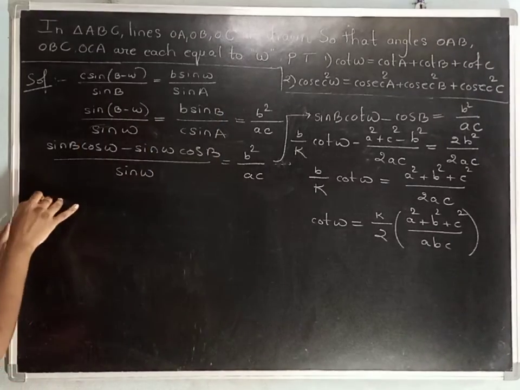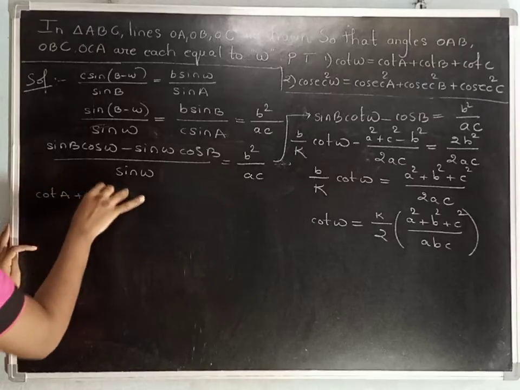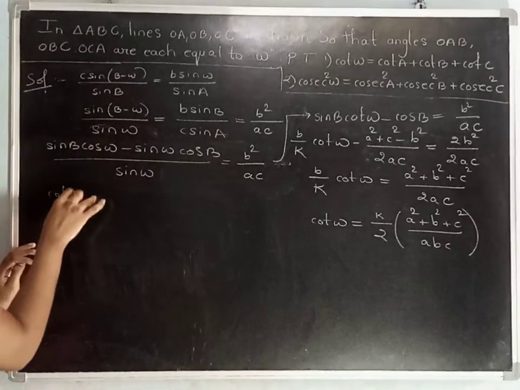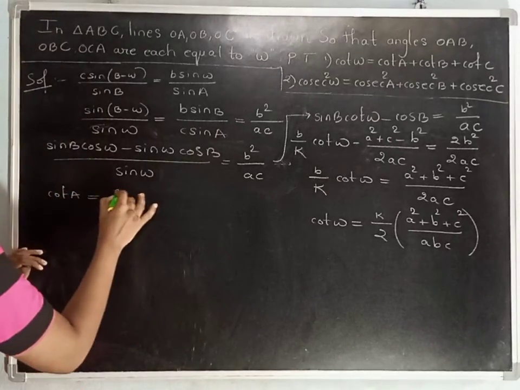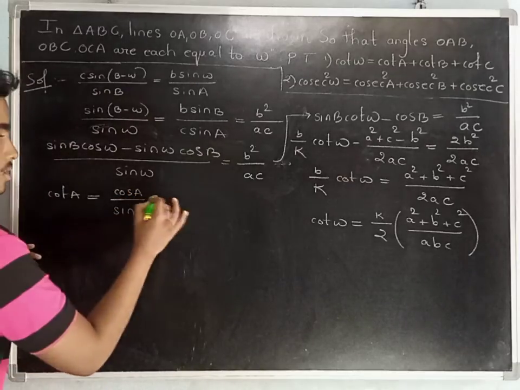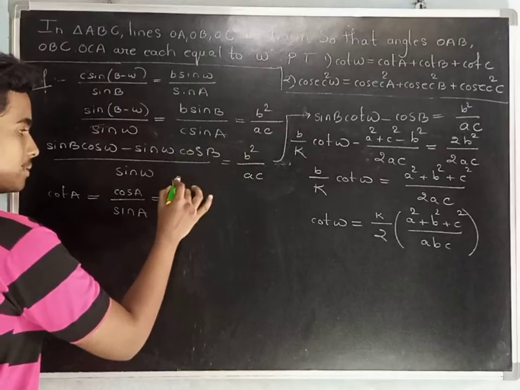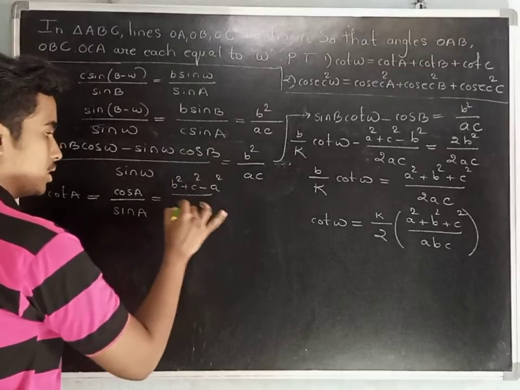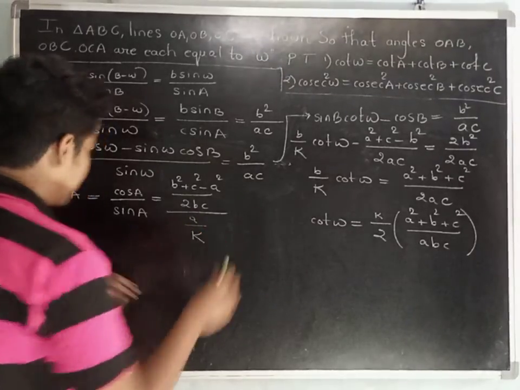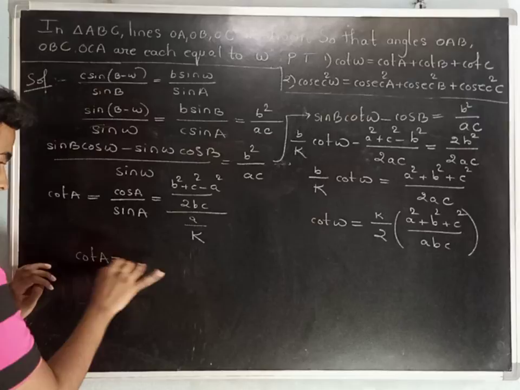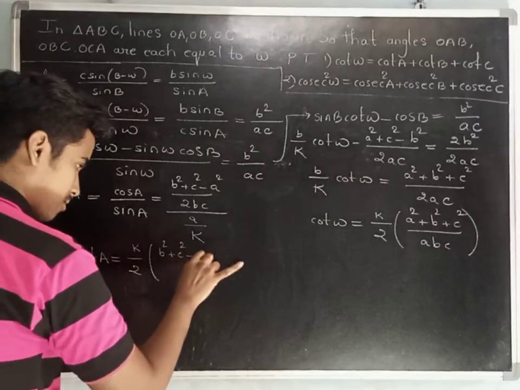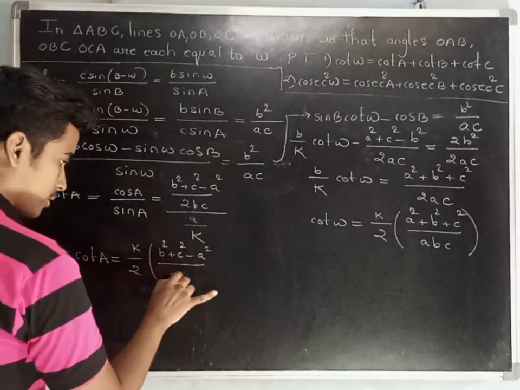Now let me consider cot A. For cot A we can write cos A by sin A, right? Cos A is nothing but b square plus c square minus a square by 2bc. Sin A can be written as a by k. So cot A can be written as k by 2 into b square plus c square minus a square by abc.